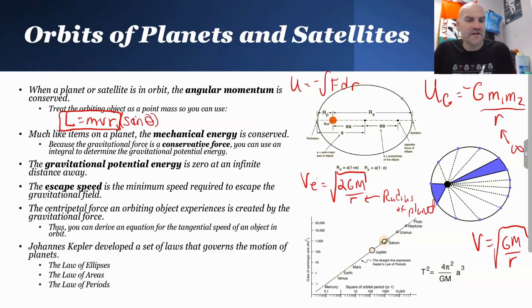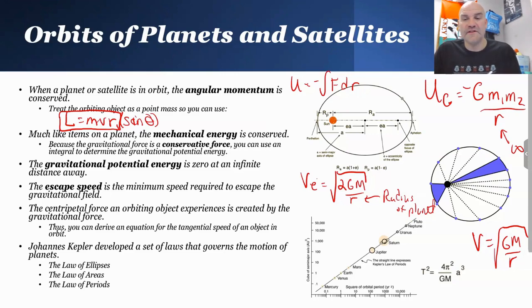And then the last thing is not touched on a lot, but sometimes it pops up every once in a while on the test, and that's Kepler's laws of planetary motion. Johann Kepler developed this set of laws that govern the motion of the planets. He used some research, and there's a very interesting story about him and his mentor. He developed three laws. The first one is the law of ellipses, and these laws are representative of the pictures that you see on the screen.